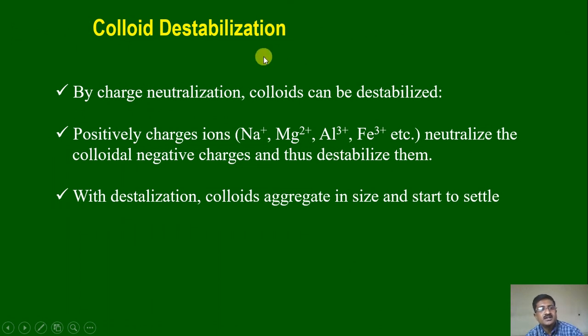Now colloidal destabilization. In that again these parameters are important. By charge neutralization, colloids can be destabilized. This is a very important statement here. Positively charged ions, for example Na+, Mg2+, Al3+, Fe3+, etc., neutralize the colloidal negative charges and thus destabilize them. With destabilization, colloids aggregate in size and start to settle. Because of this, the colloidal particles come together and they start settling down.